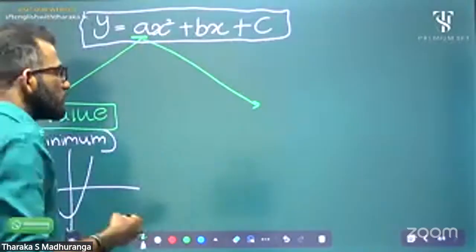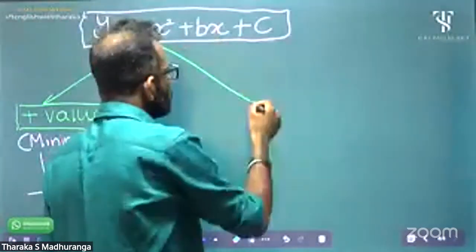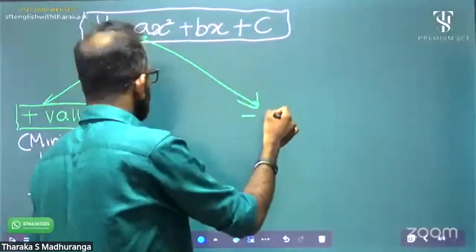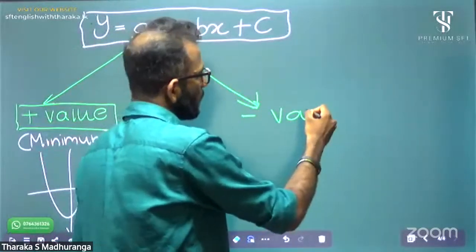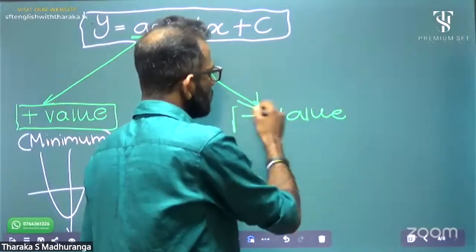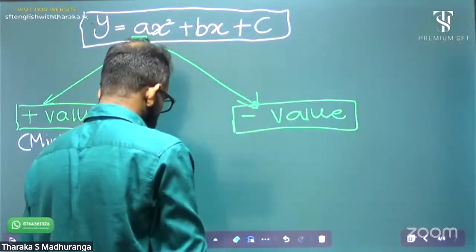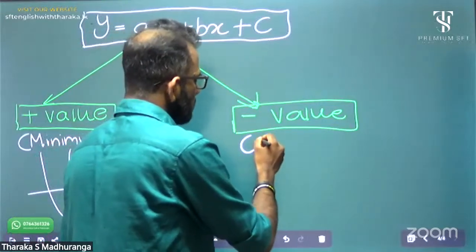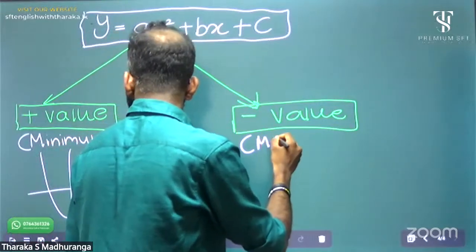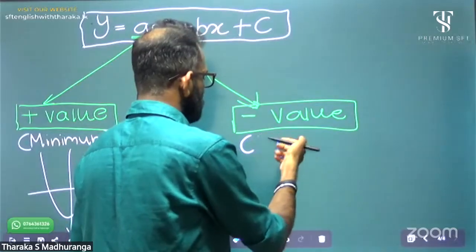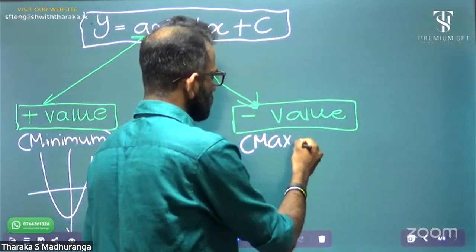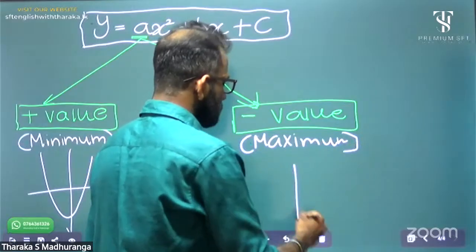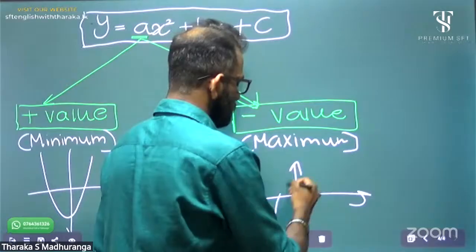Okay, if you got this A value negative, think A value is negative. Then what happened? Definitely the parabolic shape is a minimum. Sorry, maximum. Maximum means that's the shape.